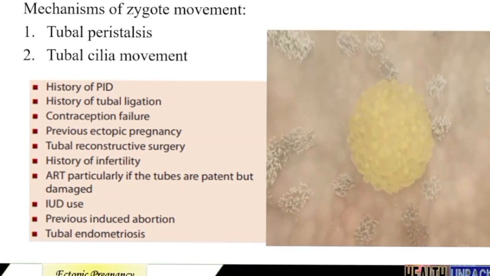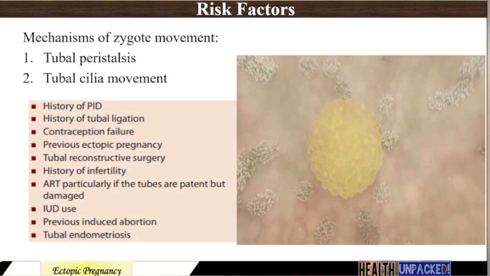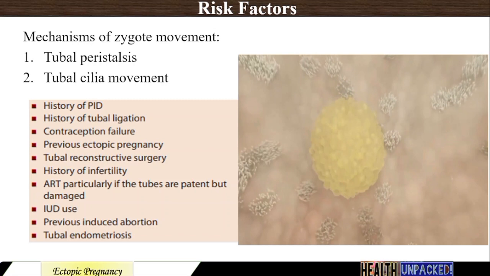History of infertility, ART, assisted reproductive therapy for infertility, also increases the risk of ectopic pregnancy. Intrauterine device also increases the risk, especially the hormonal one, especially with progesterone, like Mirena.